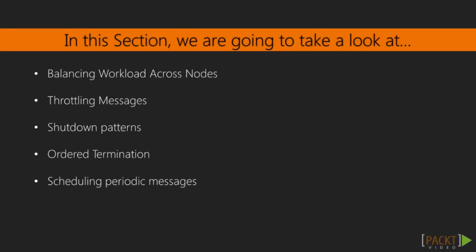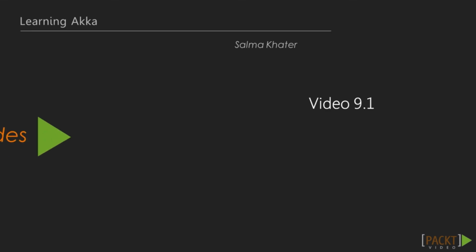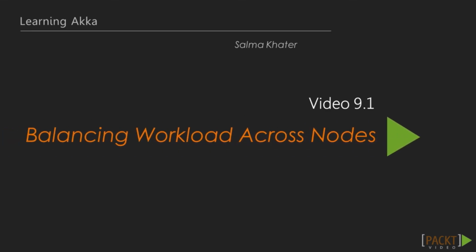In the last section of our course, we will take a look at some of the common patterns in Akka, such as balancing workload across nodes, throttling messages, shutdown patterns, ordered termination, and finally, scheduling periodic messages. Let's start with balancing workload across nodes in this first video.